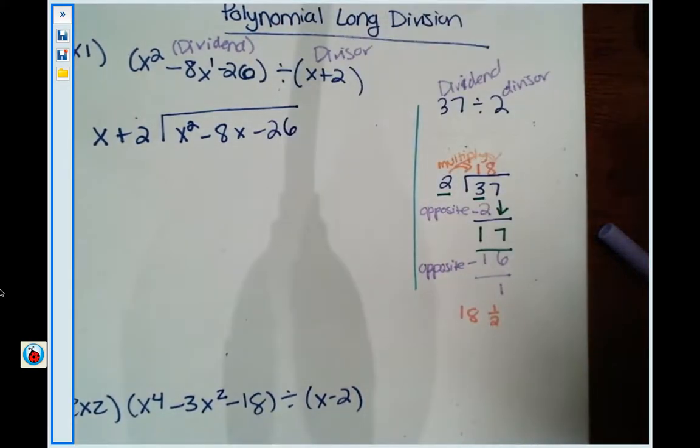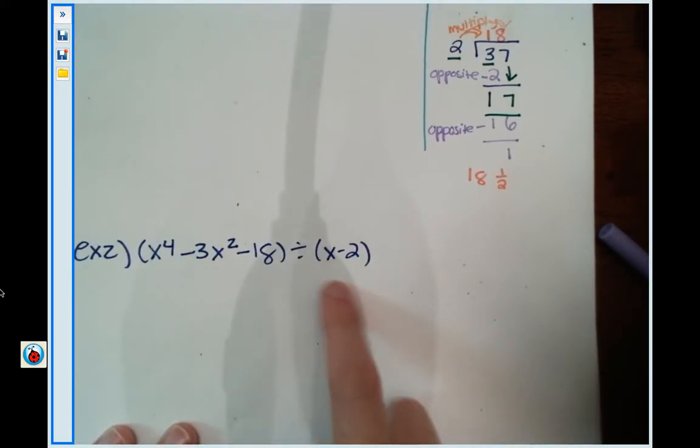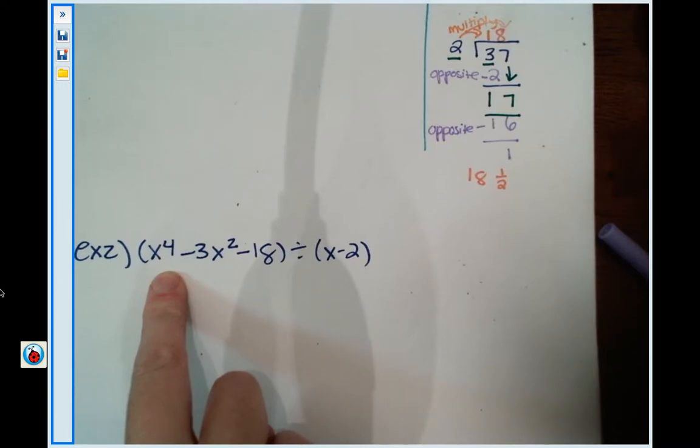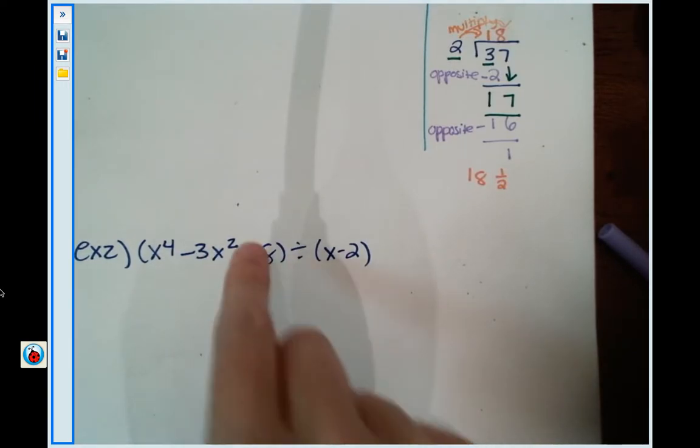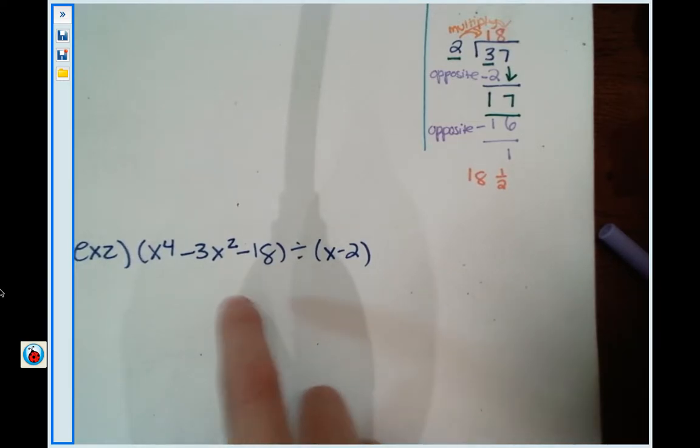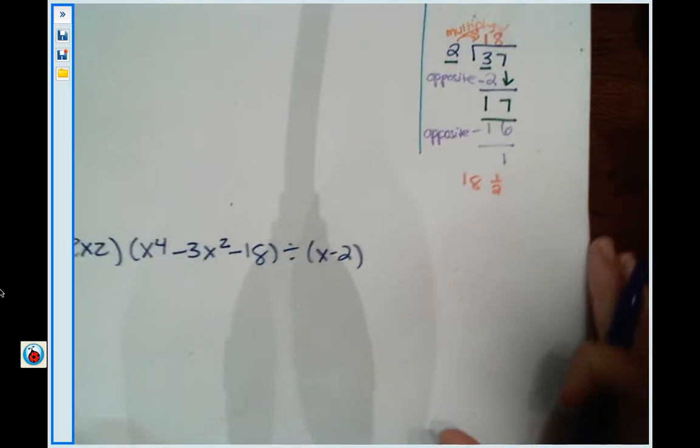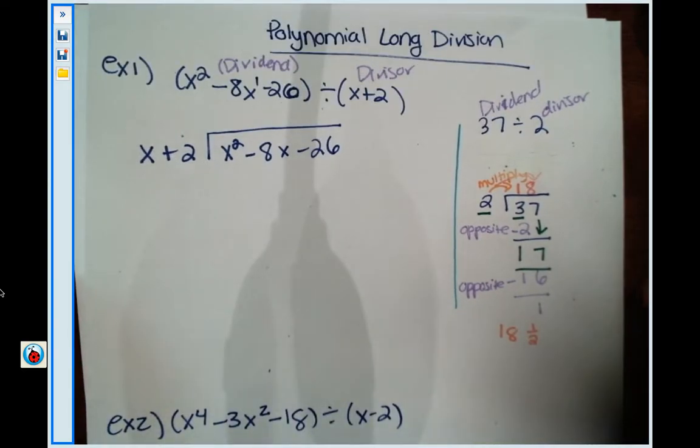Now, in the next problem, if you see here, we do not go down by 1 each time. We have something to the 4th power, but we don't have something to the 3rd power. We have something squared, but we don't have something to the 1st power. So something different will happen in that one, but we'll talk about that one when we get there, so you'll have to wait on that.